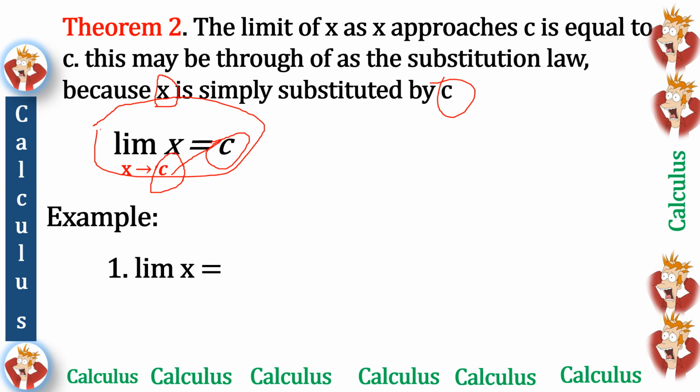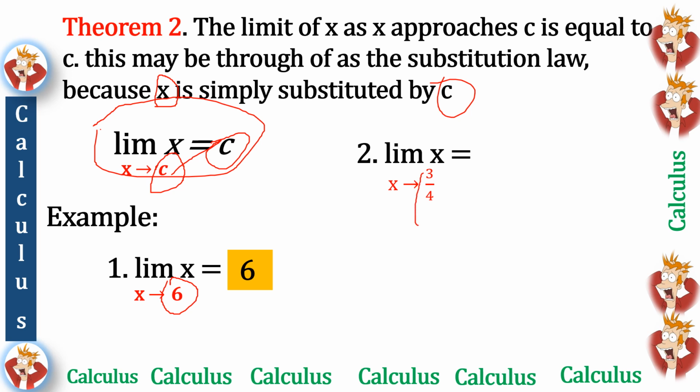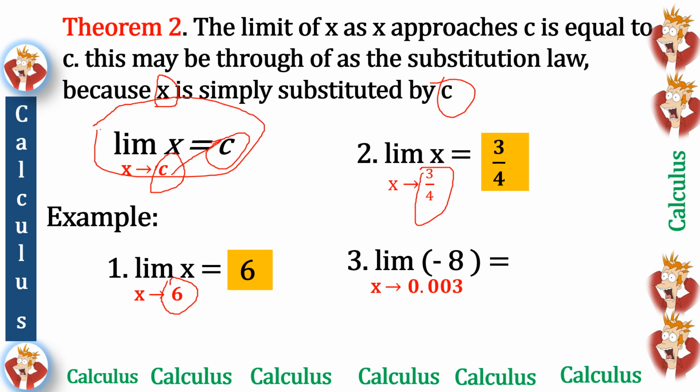Let's have an example. Example number 1. The limit of x as x approaches to 6. Yung 6 natin, this is the value of our c, and therefore, ang ating sagot is 6. Number 2, the limit of x as x approaches to 3/4. Yung value ng c is 3/4. Therefore, ang ating sagot is also 3/4. Number 3, the limit of x as x approaches to 0.003. Ang value ng c natin is 0.003, and therefore, ang atin pong sagot is 0.003.